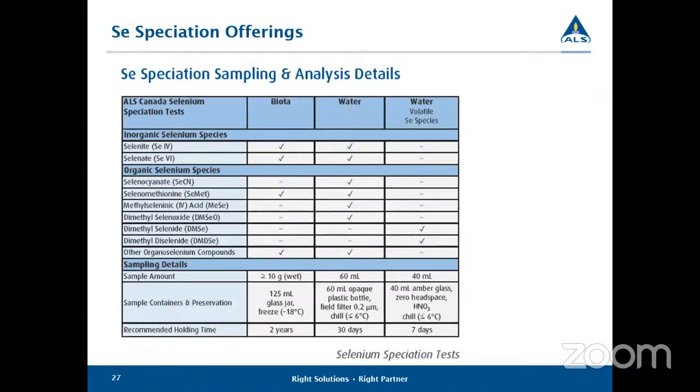Here is a summary of our current species offerings. This is also somewhat evolving as requests come in: can we analyze for this other species, or maybe can we identify some species in a sample? But generally speaking, these are our more routine offerings. So we offer some biota species, the inorganic species, selenomethionine, and we also give a rough result of all the other unknown peaks that we observe. In water samples, we offer the inorganic species, selenocyanate, selenomethionine, methylselenic acid, dimethylselenoxide, and any unknowns. And as I mentioned before, we can also offer volatile selenium species.